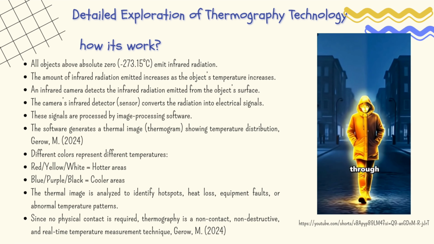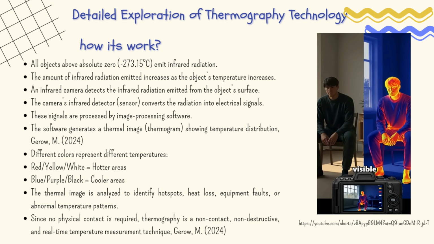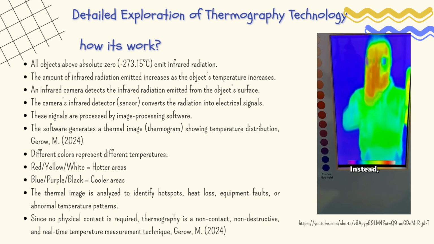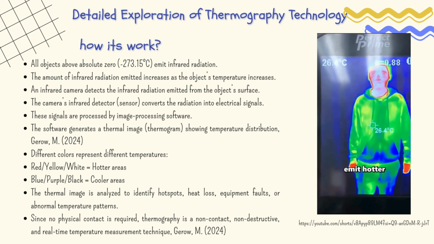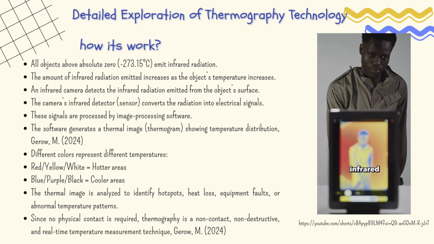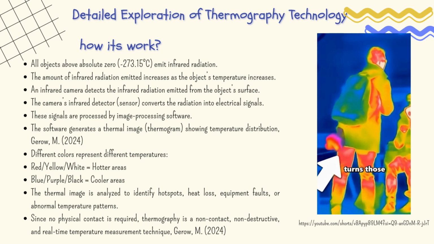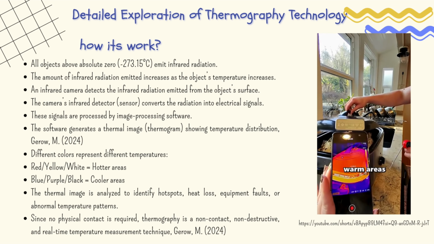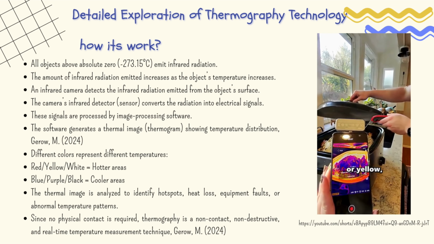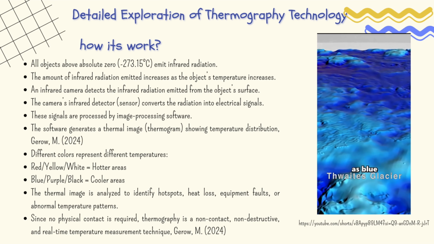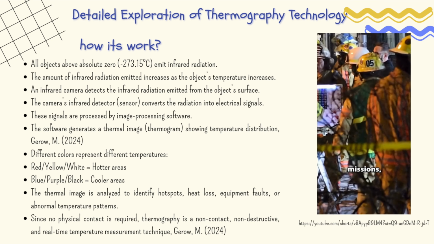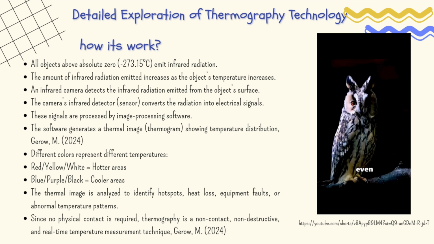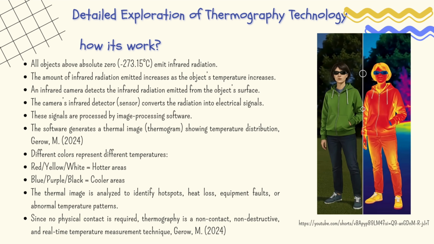Ever seen the world through heat? Thermal cameras don't see visible light like our eyes. Instead, they detect infrared radiation, the heat all objects emit. Hotter things give off more infrared waves, and the camera turns those into colors. Usually warm areas appear red or yellow, while cooler ones show up as blue or purple. This lets you see temperature, useful in rescue missions, electrical inspections, even spotting animals in the dark.